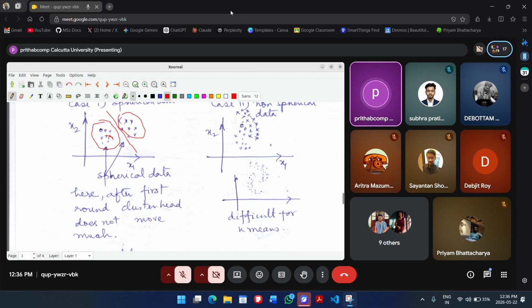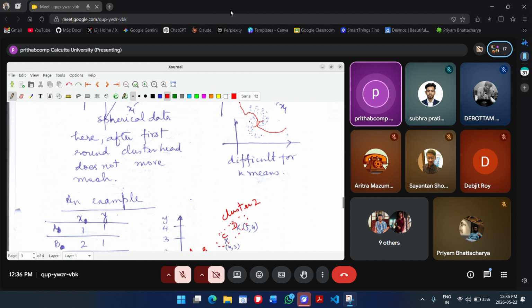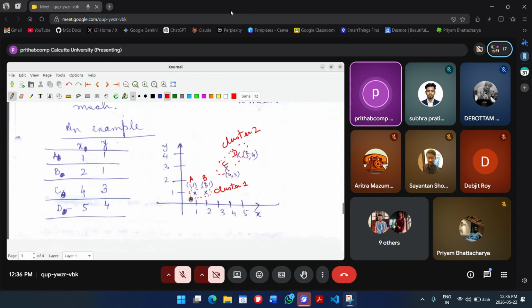But if you have non-spherical data, you see here, this is one portion and this is another portion. One is within the other. It's not separable actually. You need a curve to separate them. Then it is difficult for k-means, because an element over here may get assigned to this cluster also, and this may get assigned to that one also. So it is difficult for k-means if the data is non-spherical.